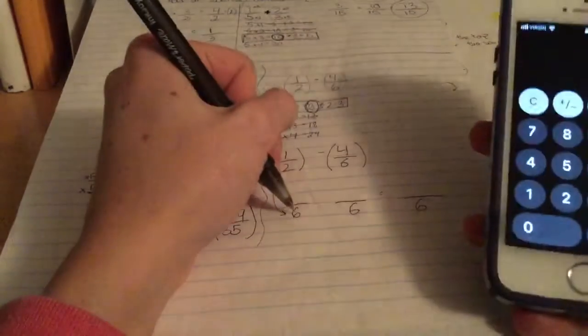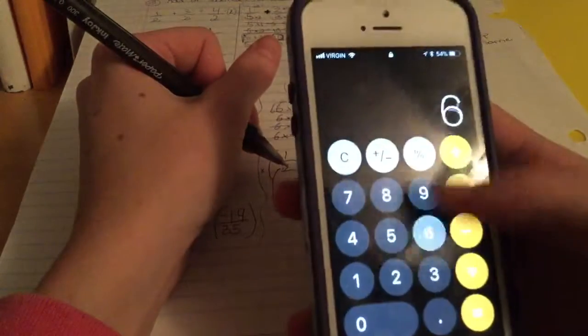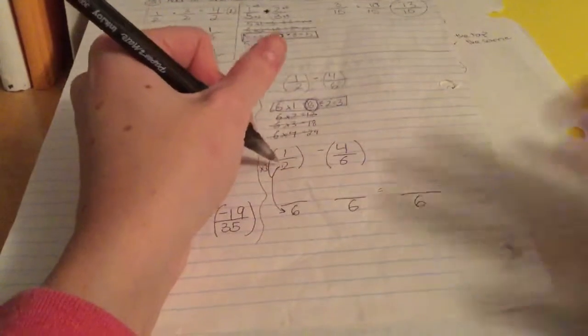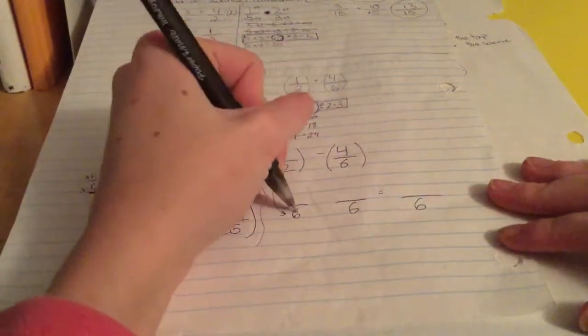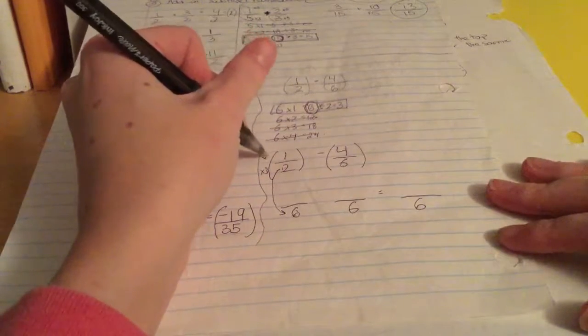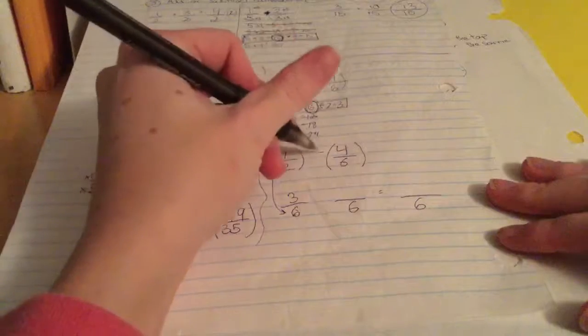And you can find that out by doing the inverse. 6 divided by 2. It's 3. So we multiplied by 3. We multiplied 2 times 3 to get 6. Whatever you do to the bottom, you must do to the top. So 3 times 1 is 3.